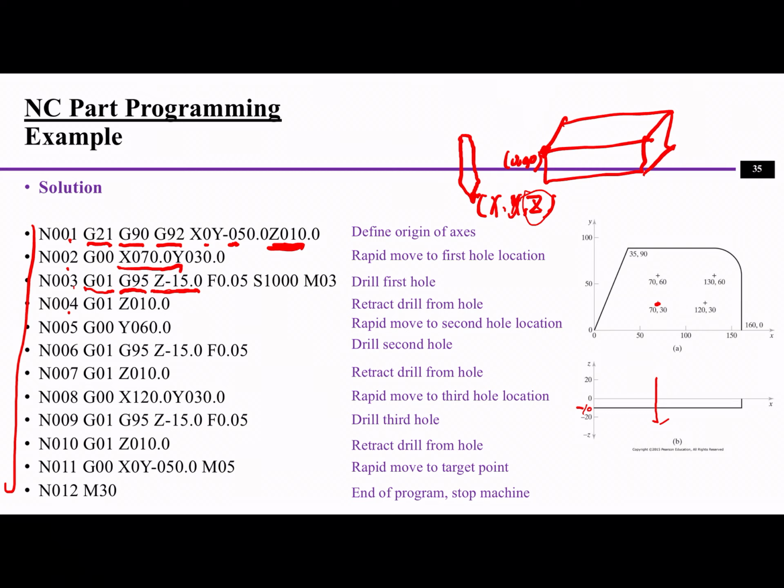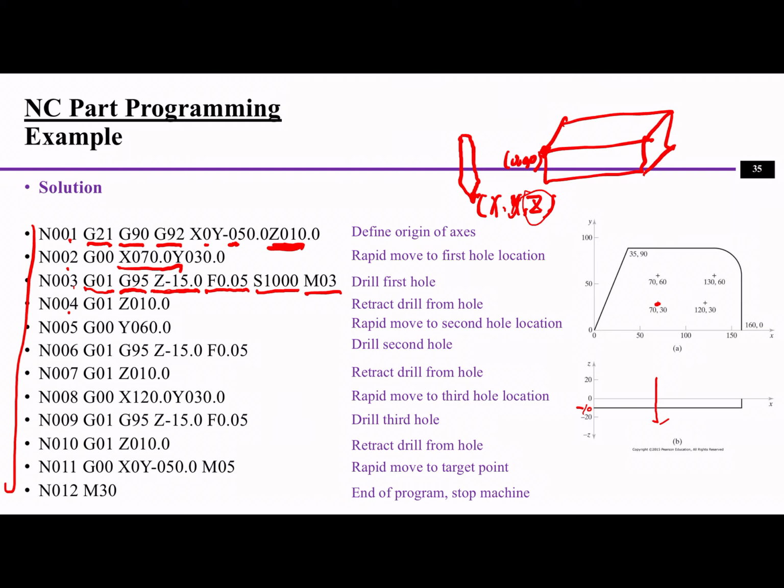And then meanwhile we tell the machine what the feed is, what the speed is, and also M03 is spindle start. They are all happening at the same time. When you are starting the spindle, the spindle is moving at a certain speed and feed.